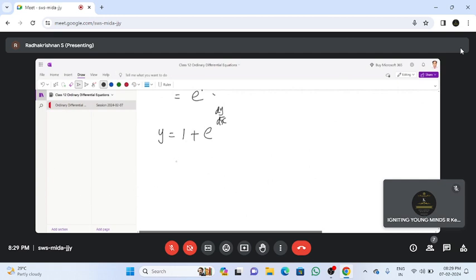But you can define it because you can rewrite it as y minus 1 equal to e power dy by dx. Take log on both sides, it will become dy by dx equal to log of (y minus 1). So you can rewrite it in this way. That is why this is a first order, first degree equation.